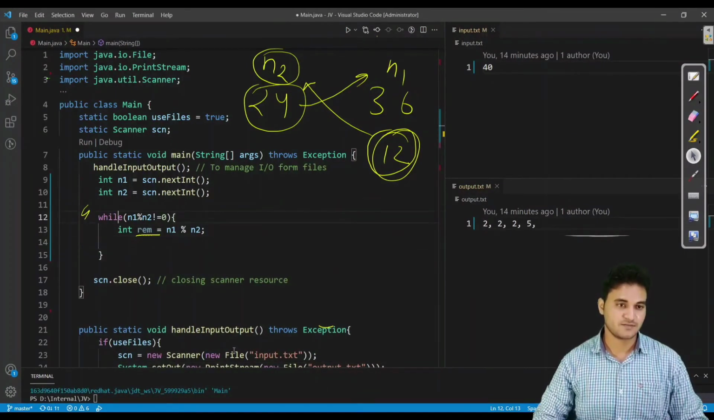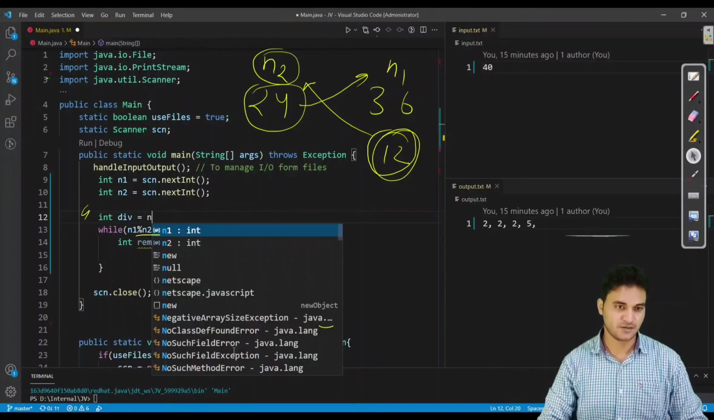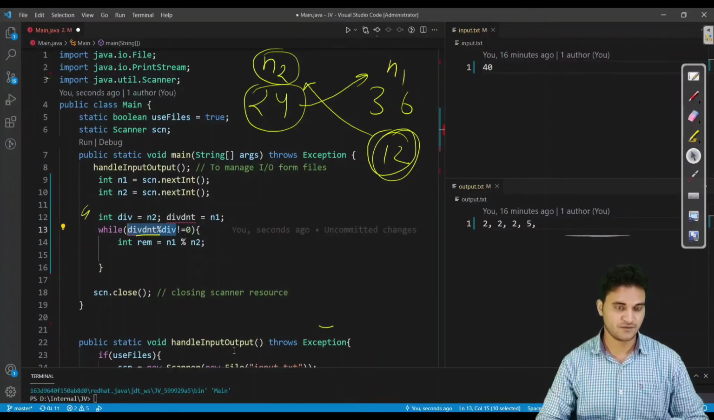Let us not get confused with n2 and n1. Let us call the divisor n2 and the dividend n1. Till the remainder is not 0, we have to keep dividing. So this is the change we have to make, and I will change this to a comma. Now I hope it is clear to you, because that was a confusing condition.